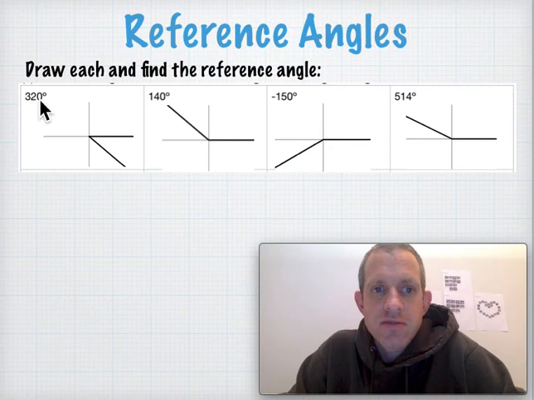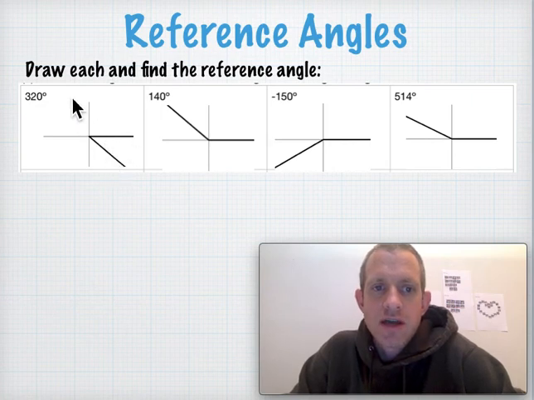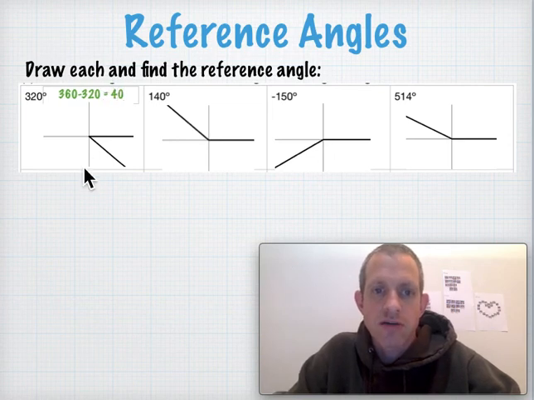To find the reference angle, first thing you ought to do is draw the angle. Make sure it's in the right quadrant. That's about all you really need. It doesn't have to be super perfect. So here's 320. I know it's more than 90, more than 180, more than 270, less than 360. So it's in quadrant 4 here. And what I need to know is how close to 360 is it? And so the reference angle for 320 is going to be 360 minus 320, which would be a 40-degree angle.